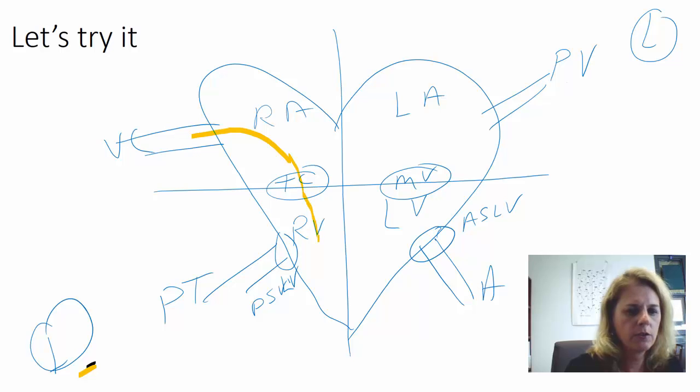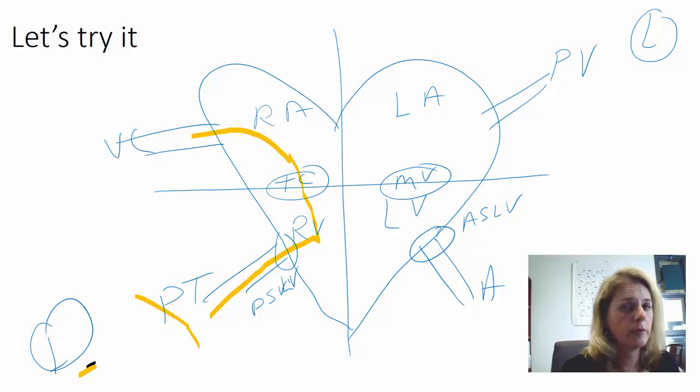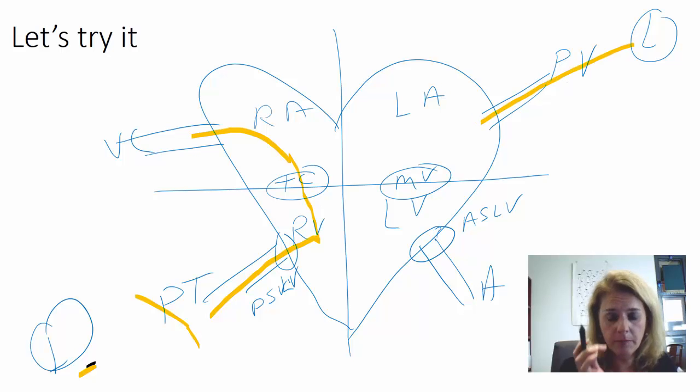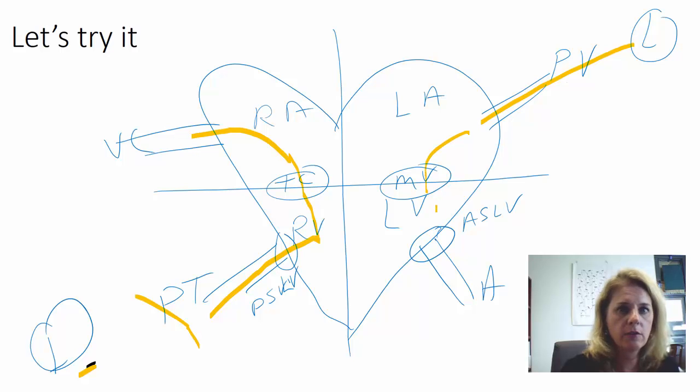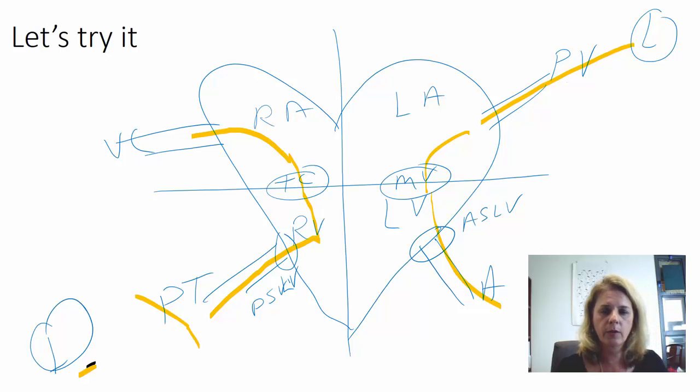tricuspid valve into the right ventricle, through the pulmonary semilunar valve, out the pulmonary trunk, then to the pulmonary arteries, pulmonary arterioles, pulmonary capillaries, pulmonary venules, coming back through the pulmonary veins into the left atrium, through the mitral valve, into the left ventricle, through the aortic semilunar valve, and out the aorta, okay? And so when you walk yourself through that, you can take the blood from the venous return side all the way out to the arterial exiting point, the aorta.